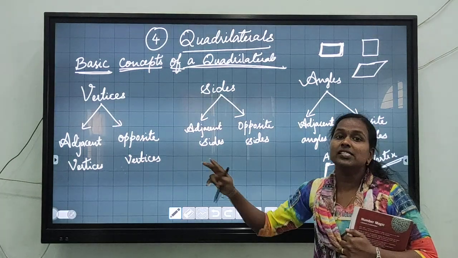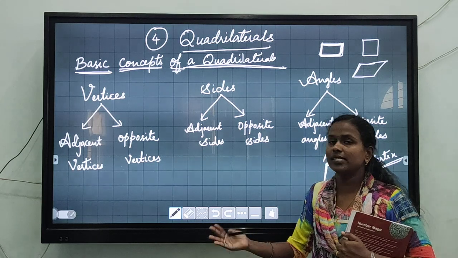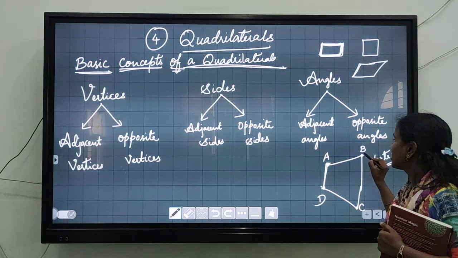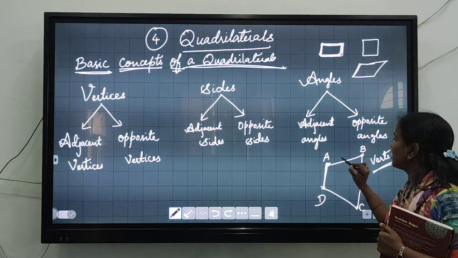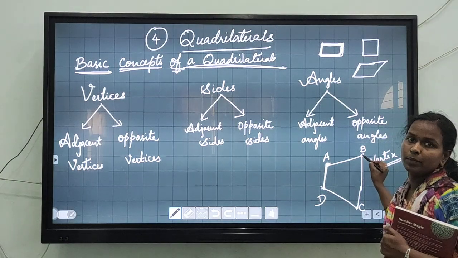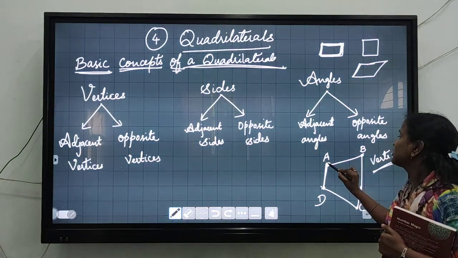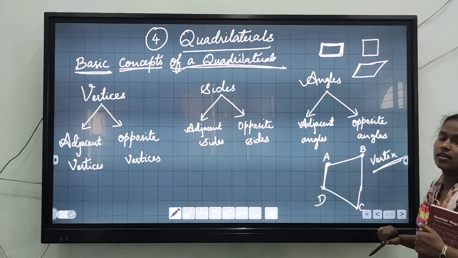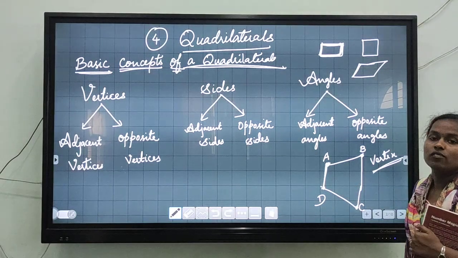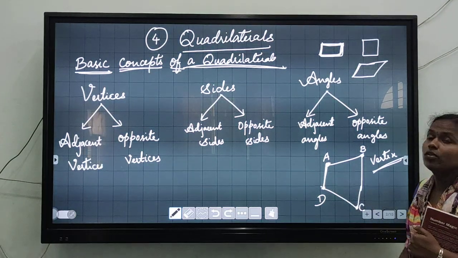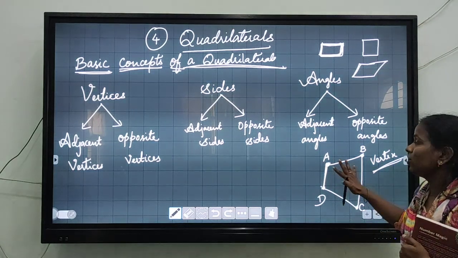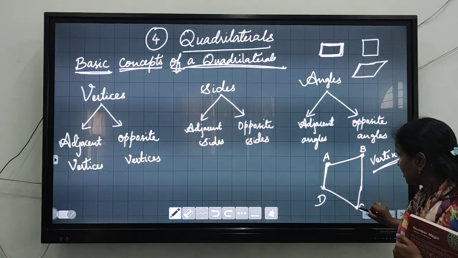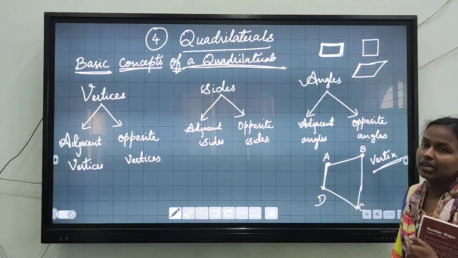Adjacent means next vertices, nearest, side by side. So vertex A is adjacent to vertex B. This is the nearest one, no? This is the next one next to B. So we can say vertex A is adjacent to vertex B, vertex B is adjacent to vertex C, vertex C is adjacent to vertex D, and vertex D is adjacent to vertex A. This is called adjacent vertices.